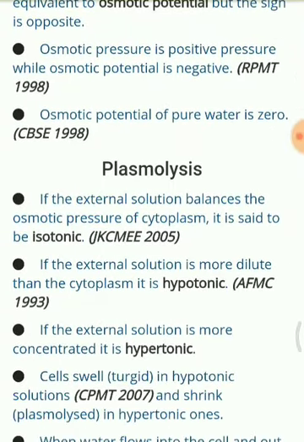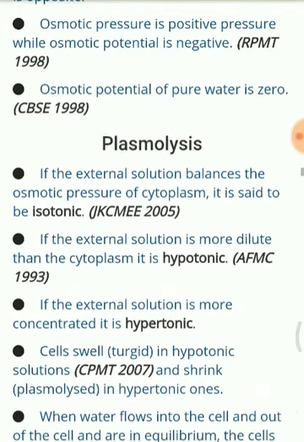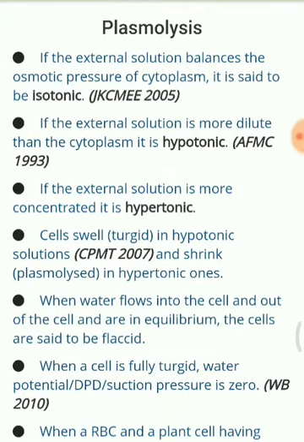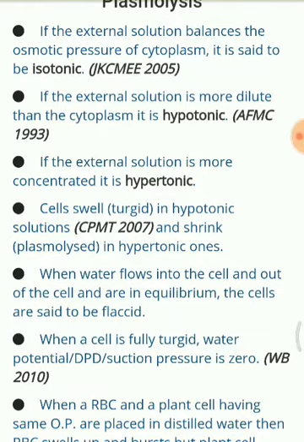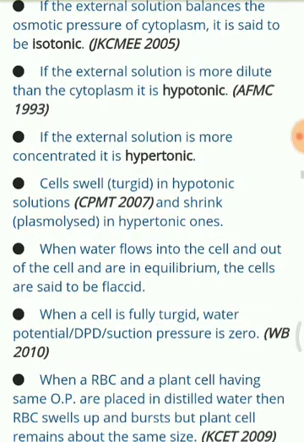Plasmolysis: if the external solution balances the osmotic pressure of the cytoplasm, it is said to be isotonic. If the external solution is more dilute than the cytoplasm, it is hypotonic. If the external solution is more concentrated, it is hypertonic. The cell swells and becomes turgid in hypotonic solution and shrinks and becomes plasmolysed in hypertonic ones. When the water flows into and out of the cell are in equilibrium, the cell is said to be flaccid. When a cell is fully turgid, water potential, DPD or suction pressure, is 0.